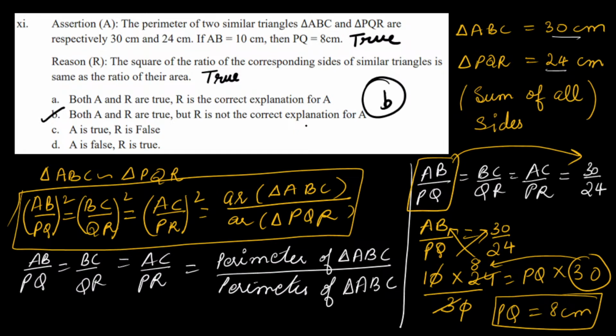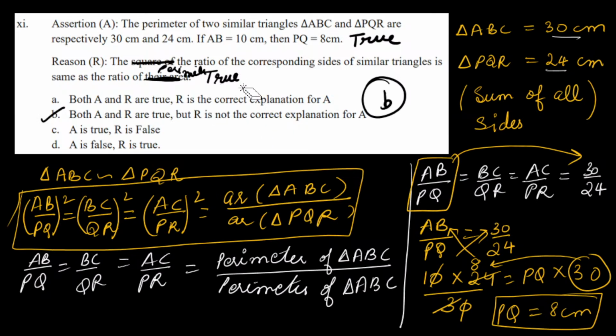Suppose they change the statement like this, the B statement: the ratio of the corresponding sides of similar triangles is equal to the ratio of their perimeters. I'm just giving you an example. If they change the statement so that the ratio of the corresponding sides of similar triangles is the same as the ratio of their perimeters, then option A would have been the correct answer.